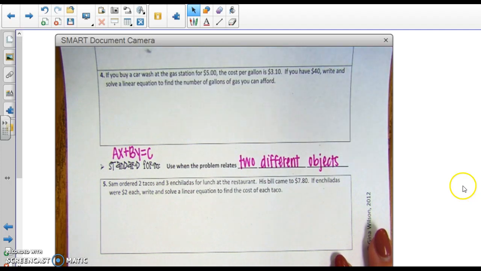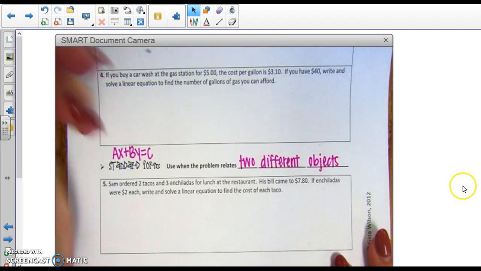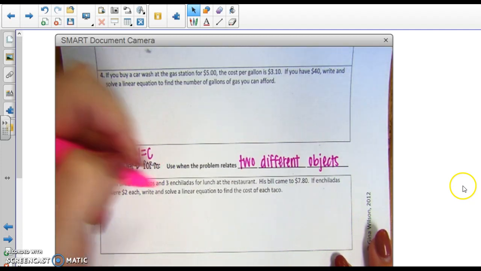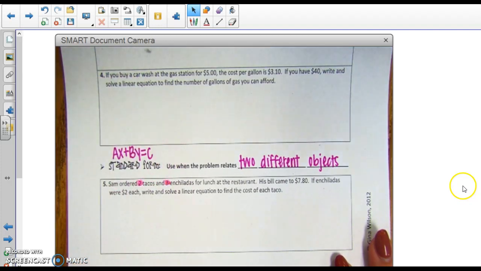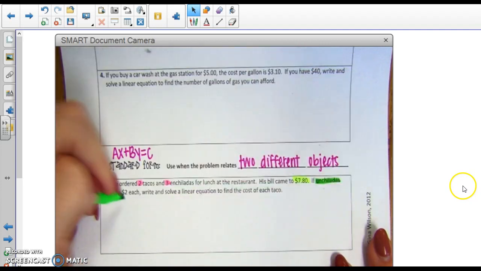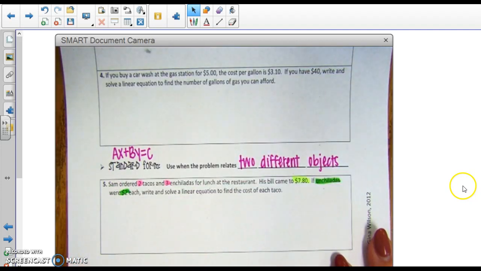Same thing, I'm going to look through the problem and highlight some of the information that we have. Sam ordered 2 tacos and 3 enchiladas. Those are our 2 different things, our 2 different objects. His total bill was $20, which I will put in yellow. And we know that enchiladas were $2 each.